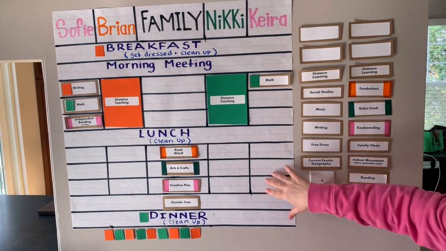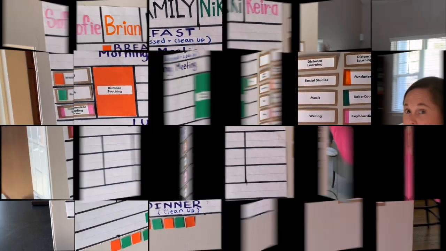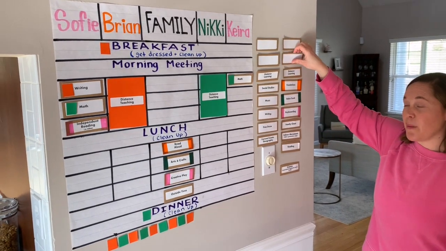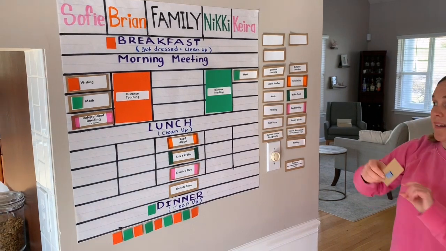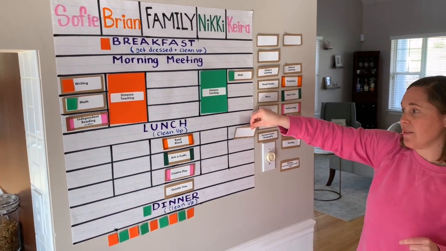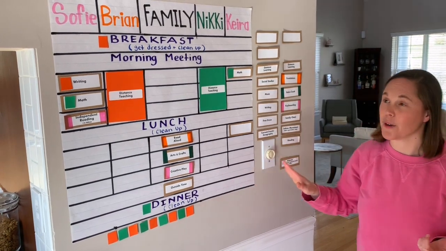Science experiments can go in one day, and these blank pieces are for if there is something we come up with. So let's say there's something that we have not thought of yet. I have some blank ones as well. And we can write on whatever that activity is and place it there and decide if it's an orange activity or a green activity.